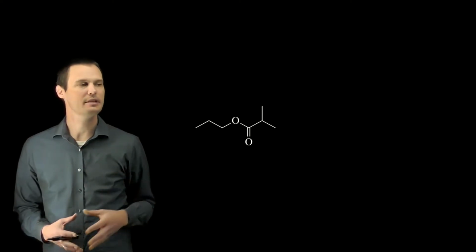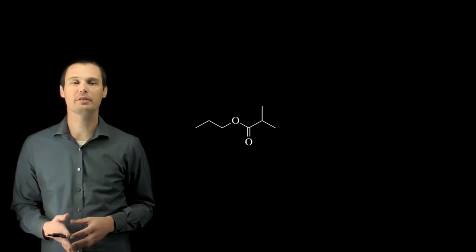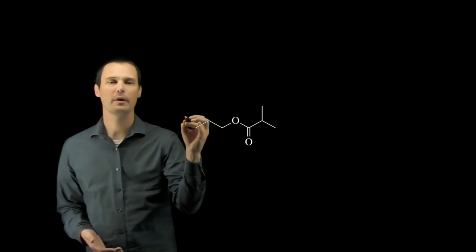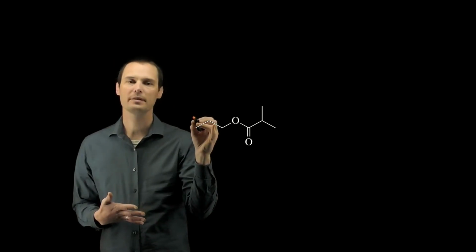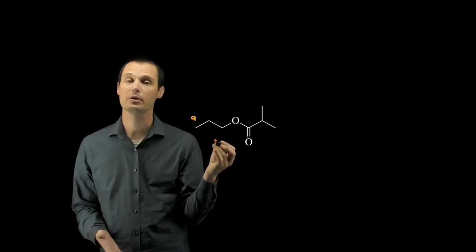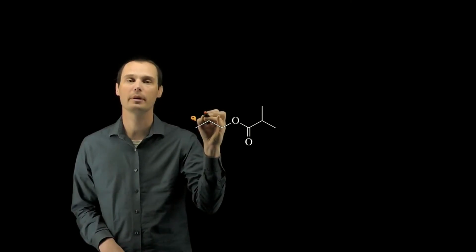Assessment asks us to predict how many signals we would expect in the carbon NMR for this particular structure. If we start on the left and work our way to the right, we start with the methyl group on the left side of the molecule. The methyl group on the left side of the molecule is unique. It is not equivalent to any other methyl groups in the molecule, and so therefore it would be represented by its own carbon NMR signal.